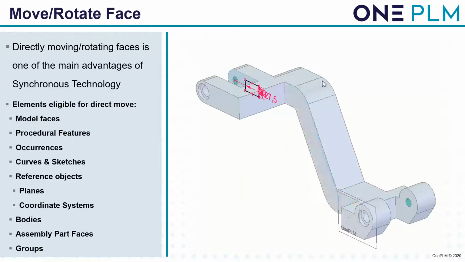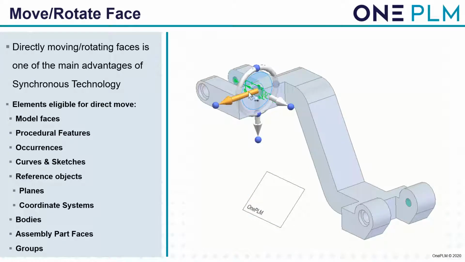And back to the start, moving faces. We can move all those items on the left: faces, procedural features, occurrences, curves and sketches, reference objects, planes, coordinate systems, model bodies, assembly part faces, and groups.